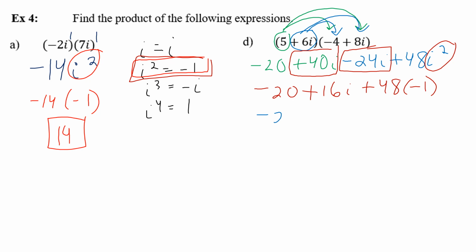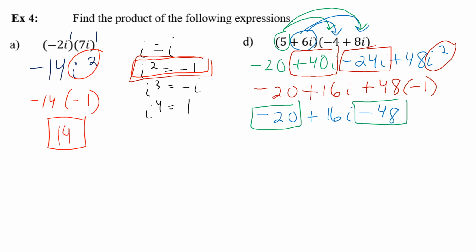I'm going to bring down negative 20, bring down the positive 16i. 48 times negative 1 will give me a minus 48. So now I just created more like terms that I can combine. I can combine negative 20 with minus 48. 16i will be by itself.